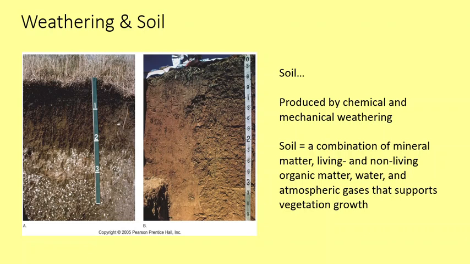Very quickly, just appreciate from this slide that the ultimate byproduct of weathering is soil. Soil is a whole mixture of different things. You can see there in the slide. It's living and non-living organic matter. It's gases like atmospheric oxygen. It's water. And it's weathered material, both mechanically and chemically weathered rock material. And so this complex mixture is what we call soil. It becomes soil when the mixtures are such that they can support the growth of vegetation.